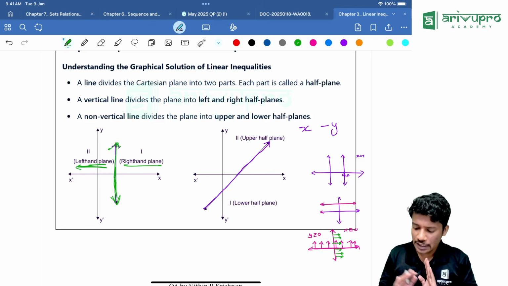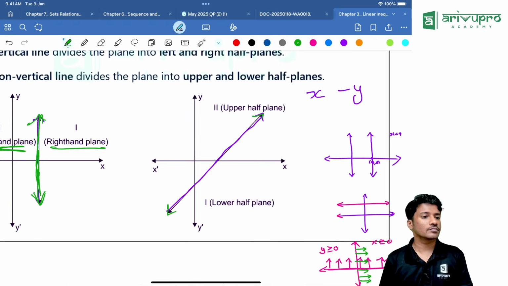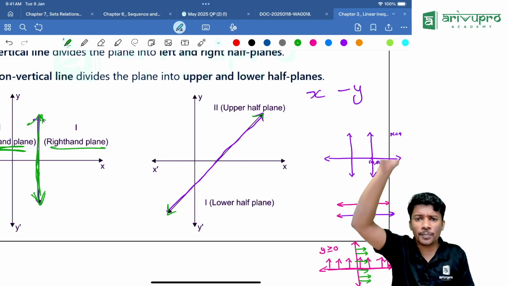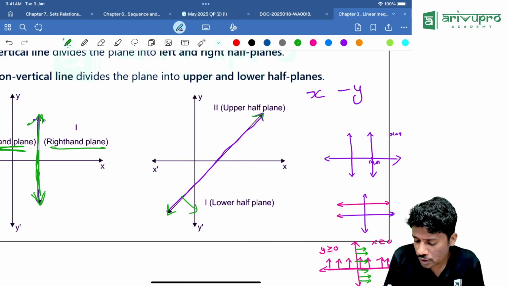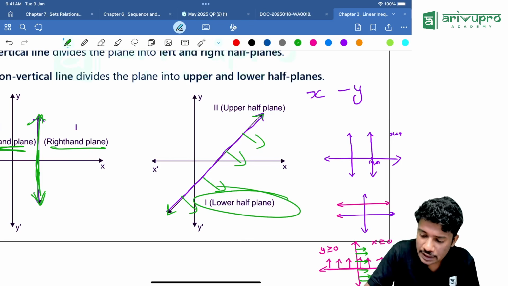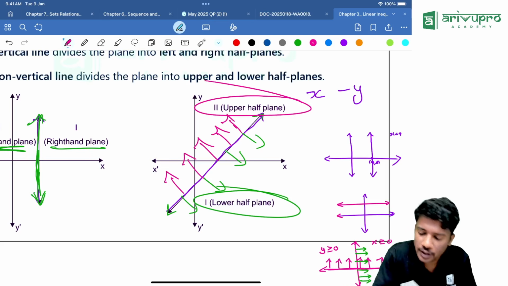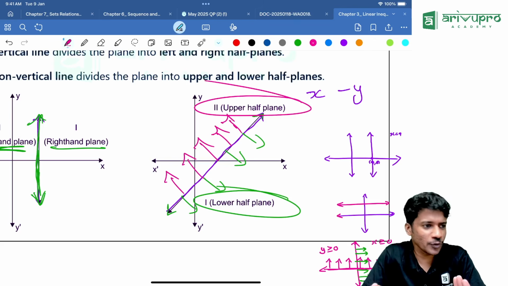Okay. Then what is this? Here it is not cutting, it is not parallel to the x-axis or parallel to the y-axis. Here it is inclined. Then the lower part is called what? The lower half plane. Then the upper part, away towards the upper side, is called what? The upper half plane. That is something you need to know. Clear?